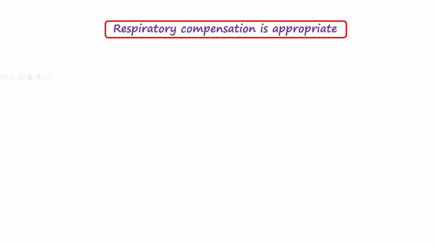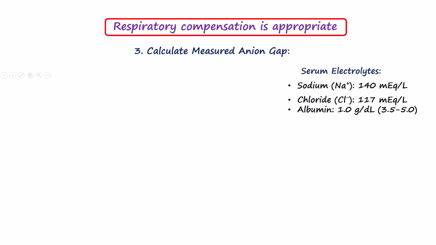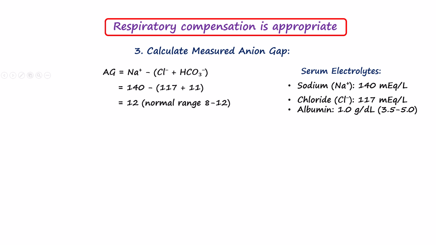The third step in metabolic acidosis assessment is to check whether the anion gap is elevated. For this, we use our electrolyte levels. With this, our anion gap of 12 is within the normal range of 8 to 12 millimole per liter, suggesting normal anion gap metabolic acidosis.